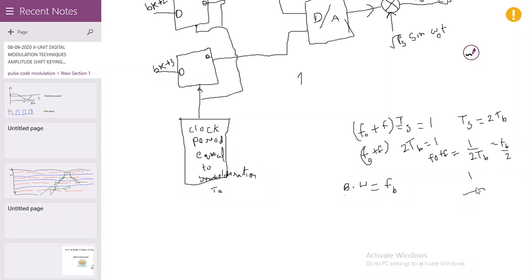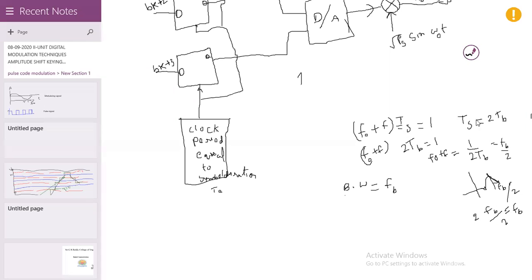So we get FB by 2 here, and we can observe that this point is FB by 2. At this one also, another FB by 2. Total bandwidth is equal to 2 into FB by 2. So the bandwidth for QPSK is FB. For this QASK, what is the bandwidth?